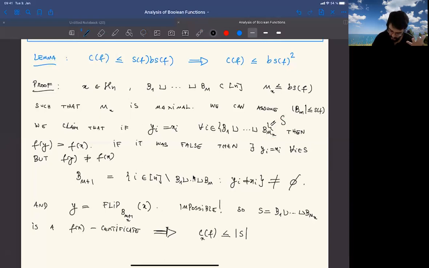What is the size of S? Well, the size of S is at most m_x times the number of elements in each block, which is always bounded by the sensitivity, s of f. But m_x is at most block sensitivity. And now you have the local certificate bounded by something that is independent of x, then you take the max, and so you get the certificate bound. Great. So now you have this quadratic relation.